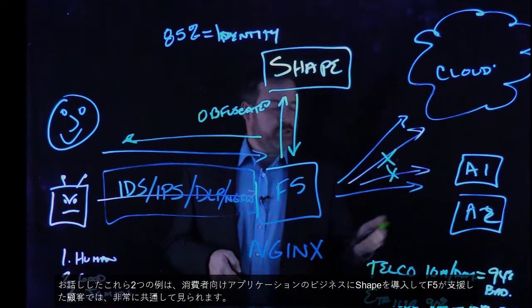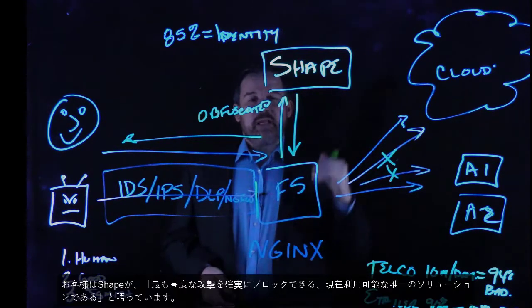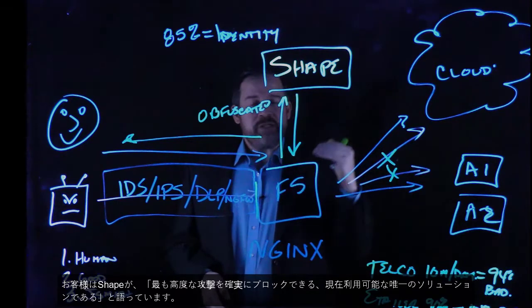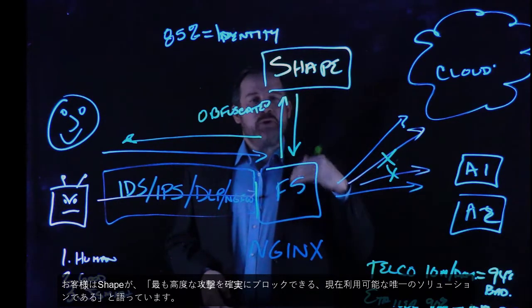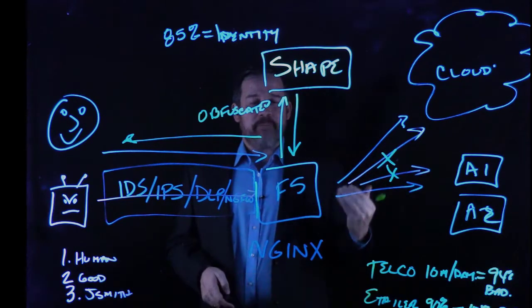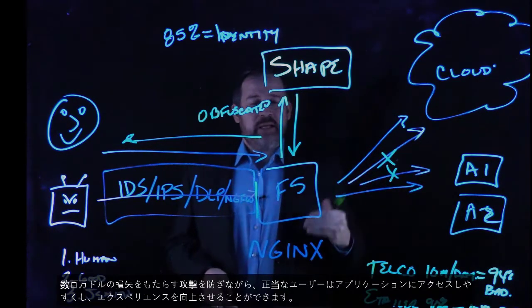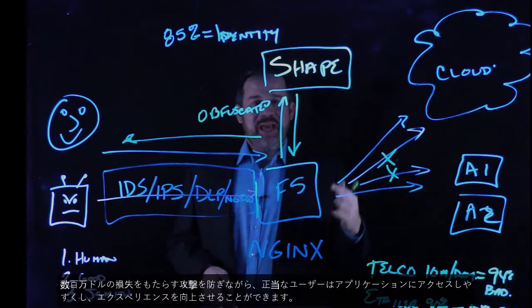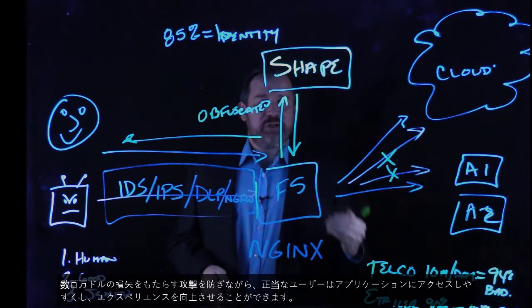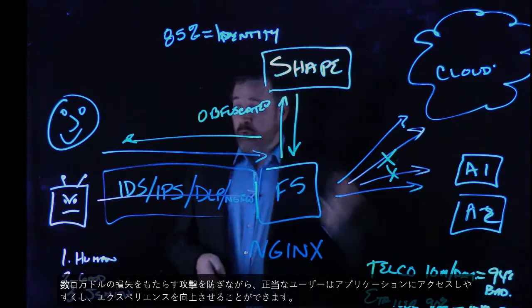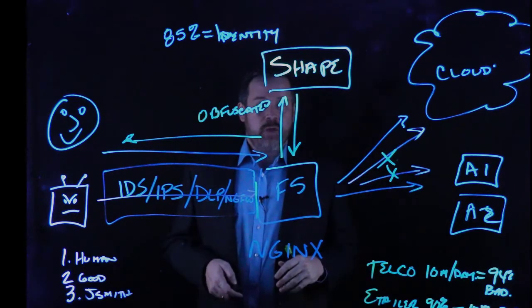So these two examples are very common to customers we have worked with and helped by implementing Shape in their business-to-consumer application. Customers are telling us that the only solution available today that can reliably block the most sophisticated attacks is Shape. These attacks are resulting in the loss of millions of dollars, and we can do that while keeping the application highly accessible for legitimate users, thereby improving their experience.